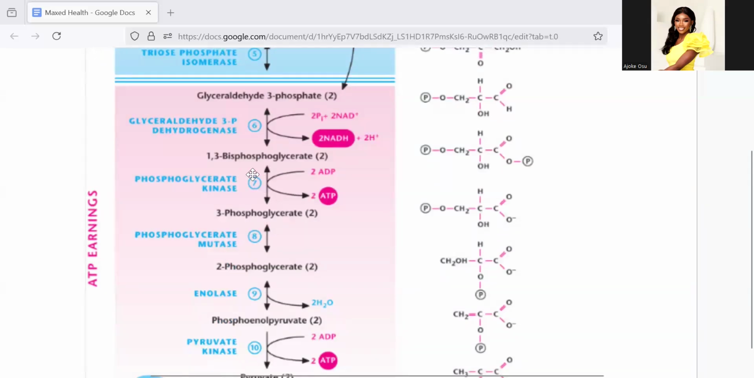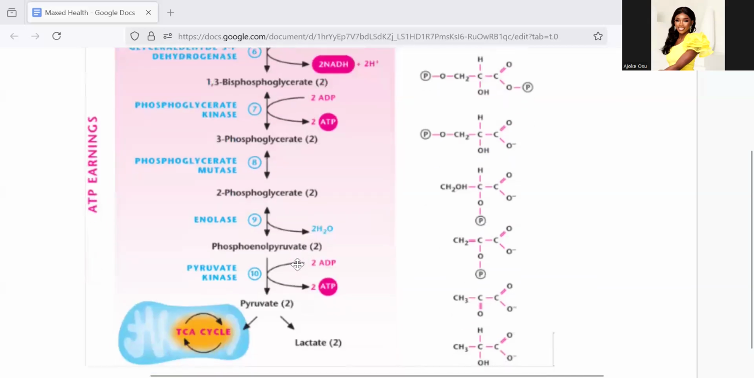Then the next step, 1,3-bisphosphoglycerate donates one of its phosphate groups to ADP, making a molecule of ATP and turning into 3-phosphoglycerate in the process. Next, 3-phosphoglycerate is converted into its isomer, 2-phosphoglycerate. And next, 2-phosphoglycerate loses a molecule of water and becomes phosphoenolpyruvate, PEP. PEP is an unstable molecule poised to lose its phosphate group in the final step of glycolysis.